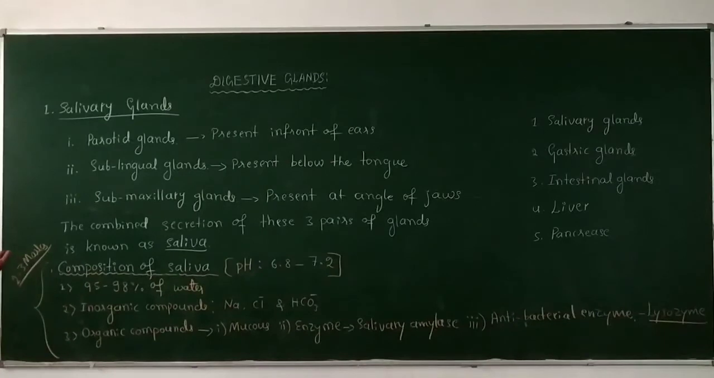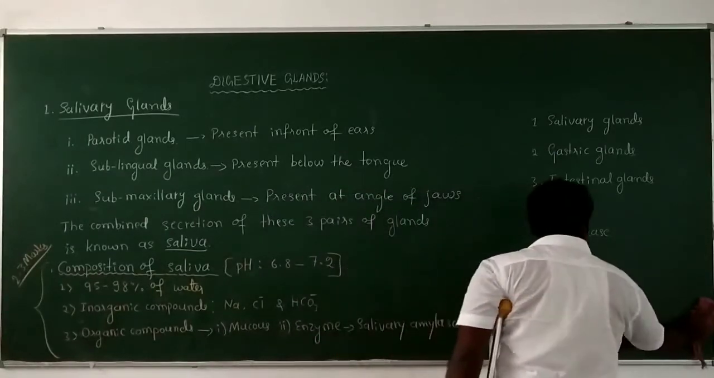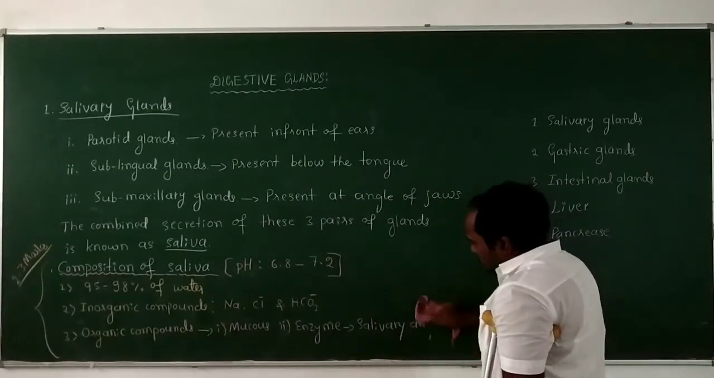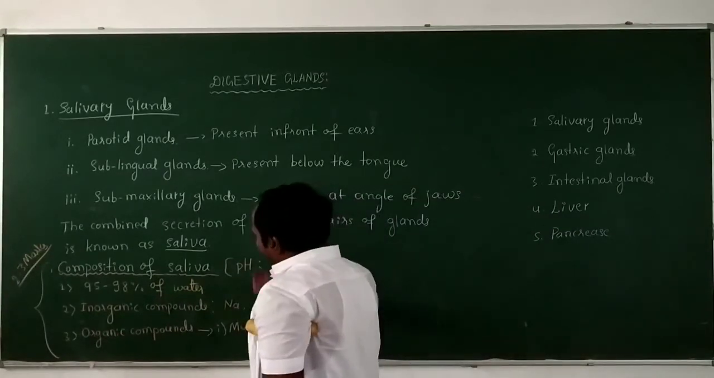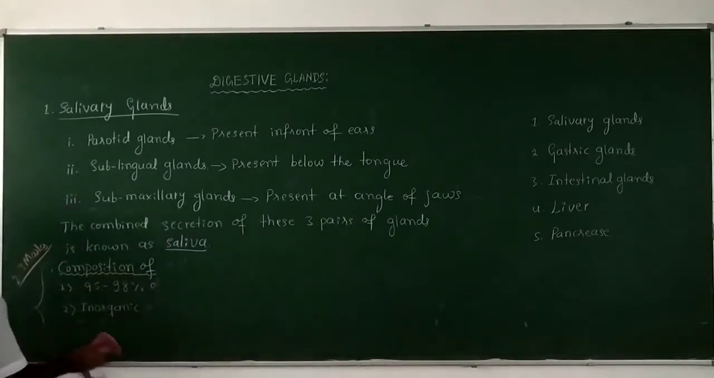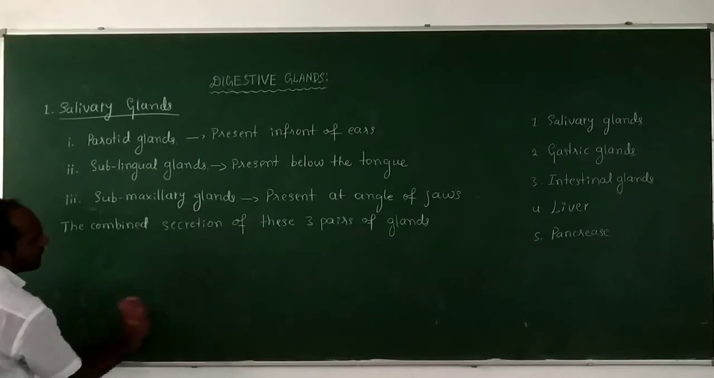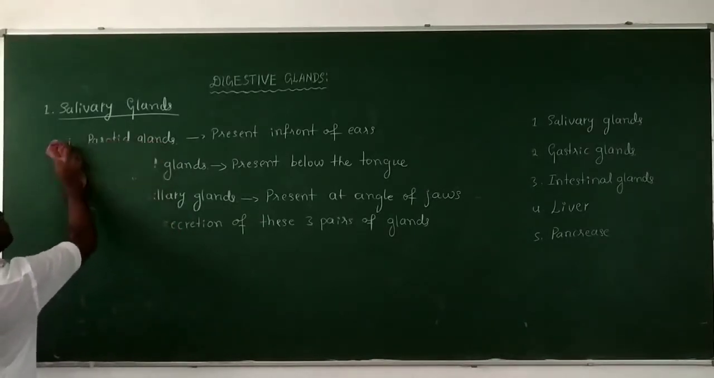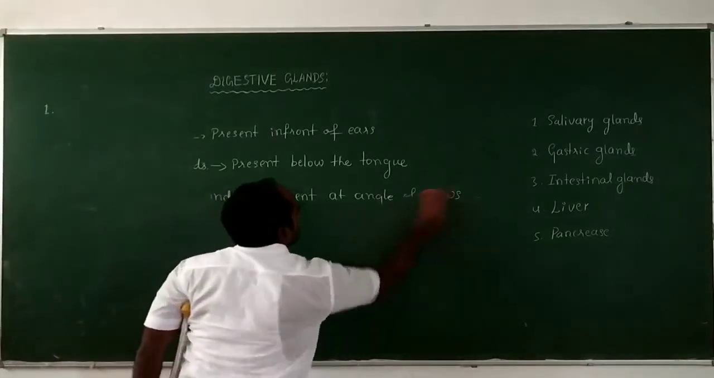Now this is about salivary glands. One more thing you should remember: if you understand what type of juices the glands are secreting and what the juices contain, then definitely you can understand how actually the food is digested. Now the next gland is what?